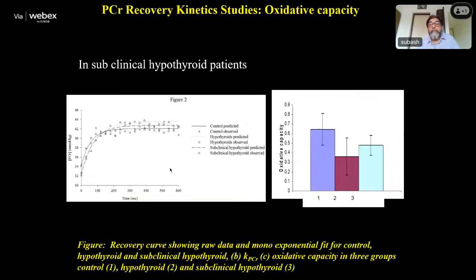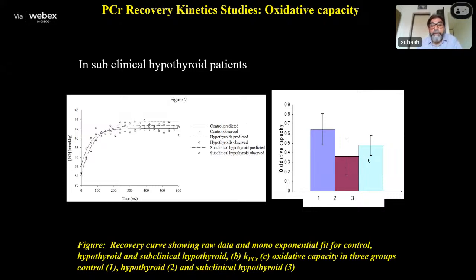So this is the oxidative capacity measurement in hypothyroid. Again, healthy control. These are the hypothyroids, and these are the subclinical hypothyroid. You can see the oxidative capacity of healthy muscle is much higher than hypothyroid, which is statistically significantly reduced. And you can see the subclinical hypothyroid also. They are reduced compared to healthy controls, but still better than the hypothyroid subjects.